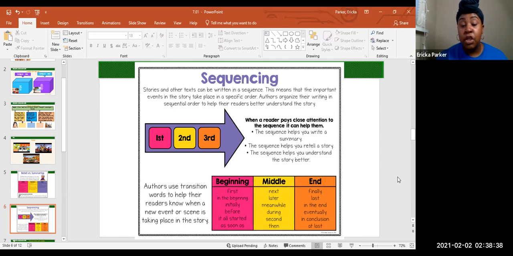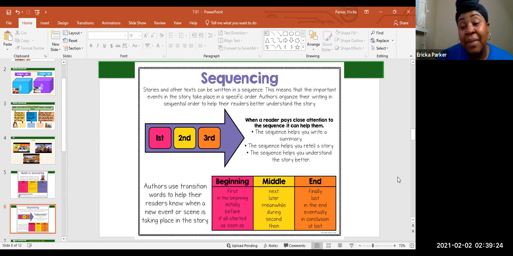Okay? Authors use transition words to help their readers know when a new event or scene is taking place in the story. So, in the beginning, sometimes you may see first, in the beginning, initially, before it all started. In the middle, sometimes you'll see next, later, second, then. And at the very end of the story, one that we use a lot is last and finally. And as you become more advanced with your writing, you may use in the end or in conclusion.